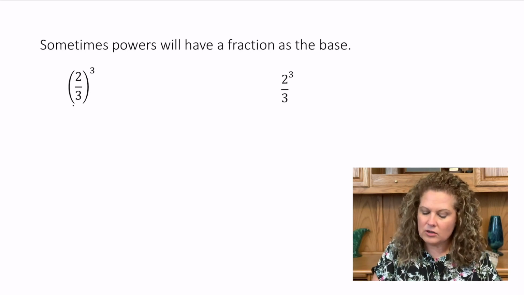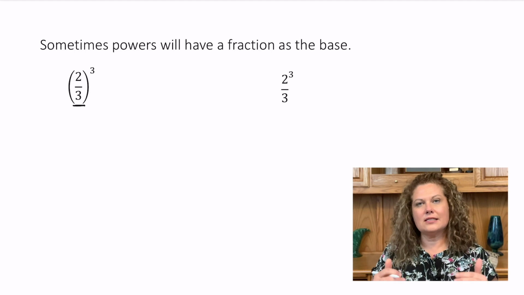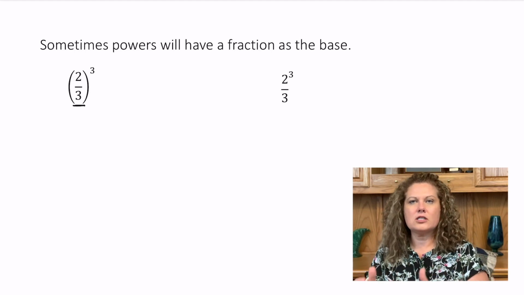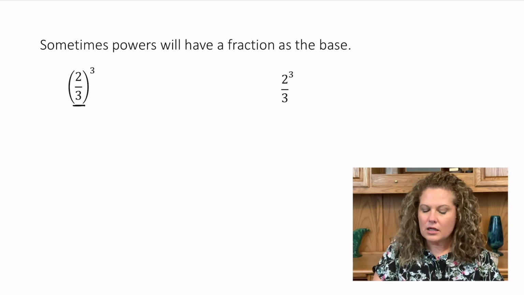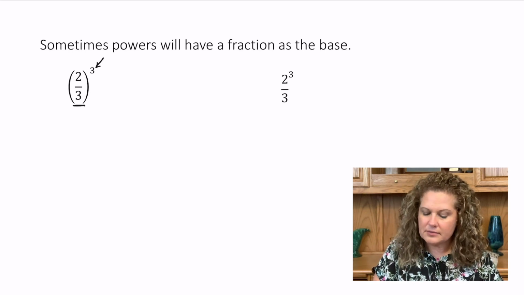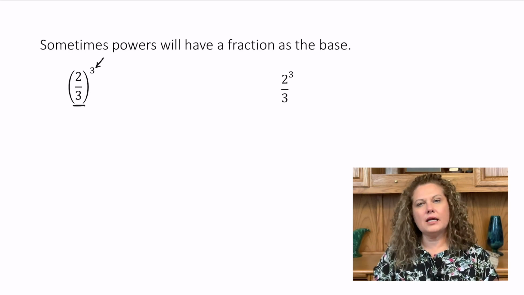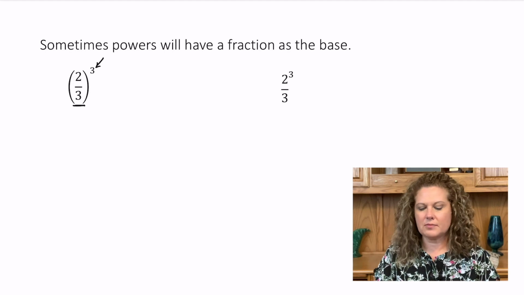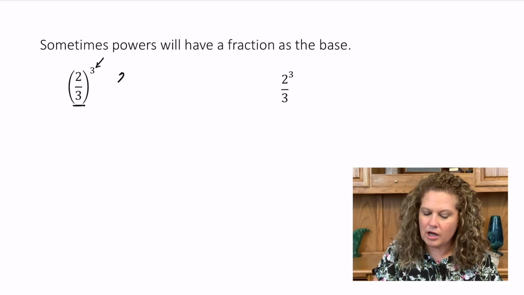So in this particular case, our base is 2/3. So that is going to be the factor that we're going to multiply by. Now, notice 3 is our exponent, so that tells us how many times the factor 2/3 is going to be multiplied. So how that would look in repeated multiplication is 2/3 times 2/3 times 2/3.